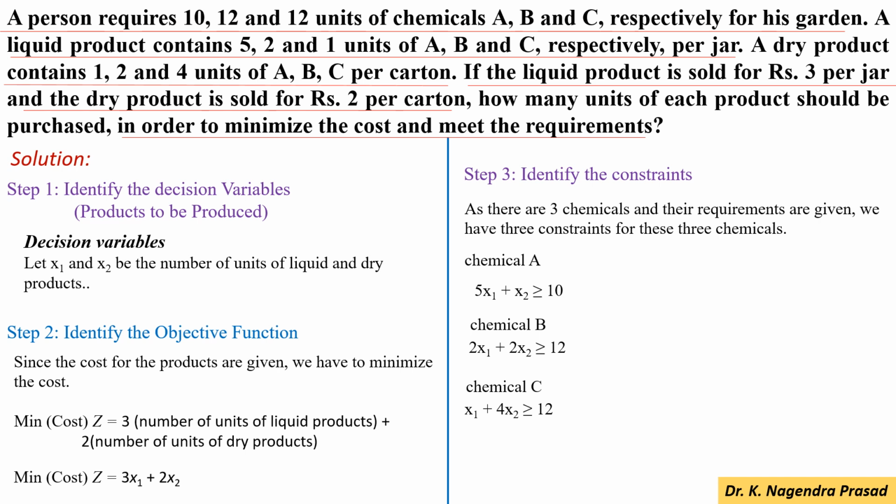So for this given LP model problem, the formulation of the LP model is the objective function, that is Z equal to 3x1 plus 2x2, subject to the constraints 5x1 plus x2 greater than or equal to 10, 2x1 plus 2x2 greater than or equal to 12, and x1 plus 4x2 greater than or equal to 12, and x1, x2 greater than or equal to 0. So this is the solution, and thank you.